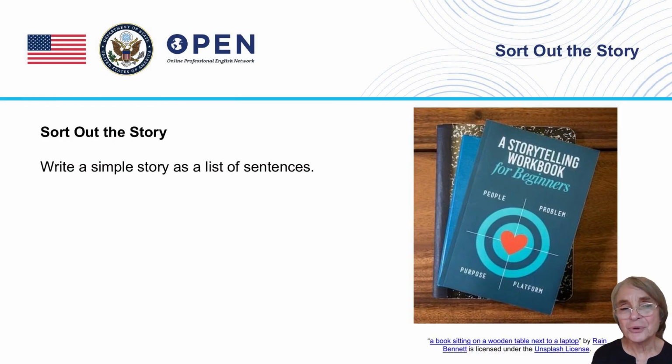Sort out the story is another kind of information gap activity. For this activity, the teacher writes the sentences of a simple story as a list of sentences. Here's an example of a very simple story.